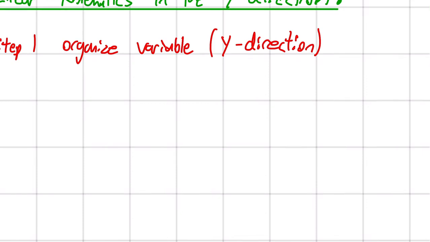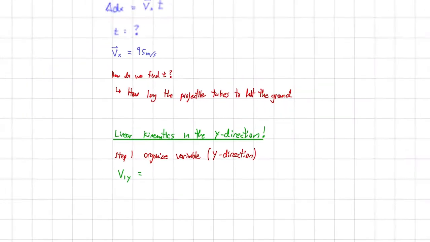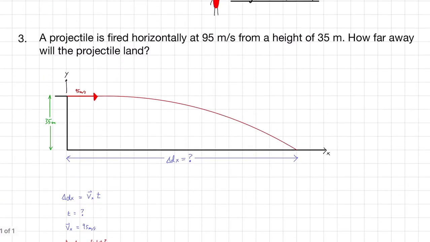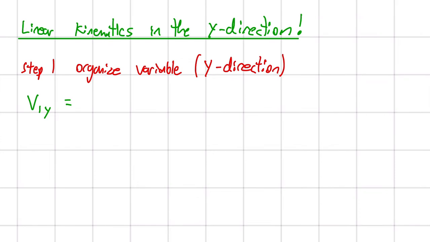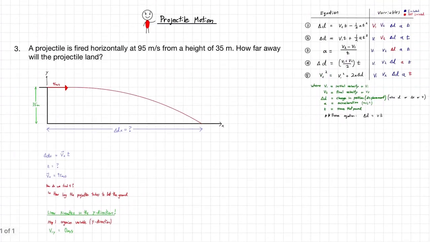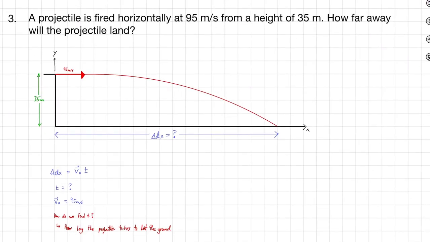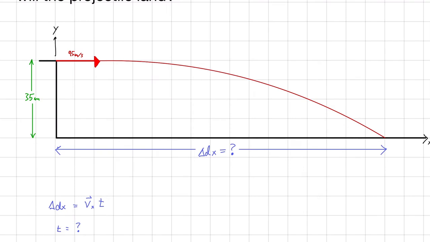So the first variable that I want to know is our v1y. So what is our initial velocity of the object in the y direction? Well, when it's fired, we got 95 meters per second horizontally, but is there any velocity in the y direction? Well, right when it's fired, no. So the initial velocity is 0 meters per second. So what we're going to be doing is looking at this object.